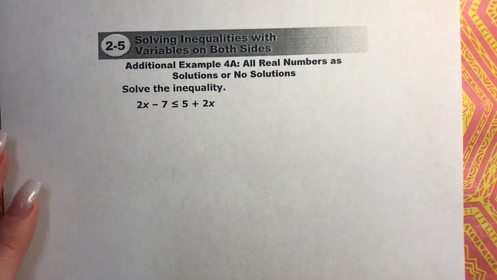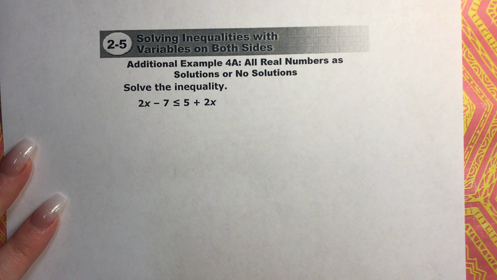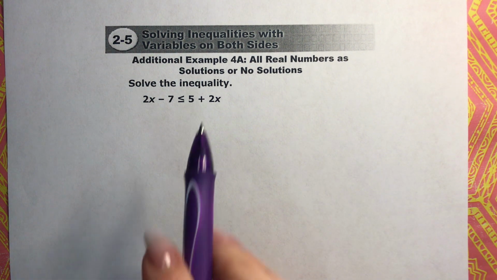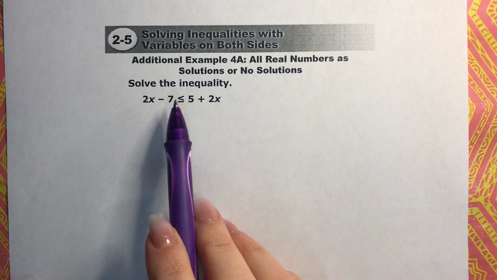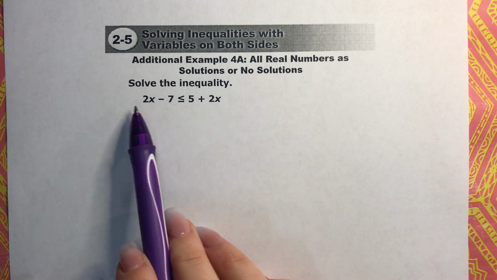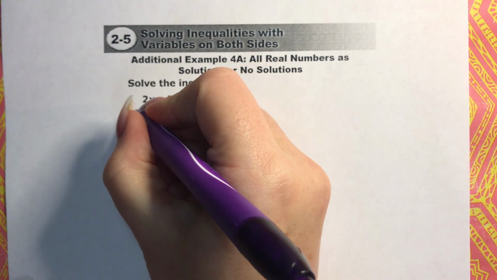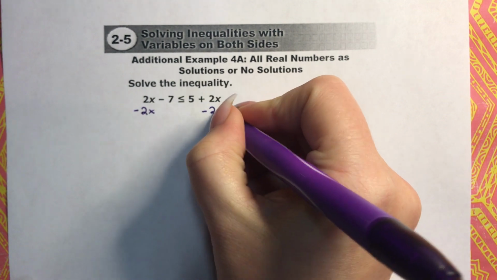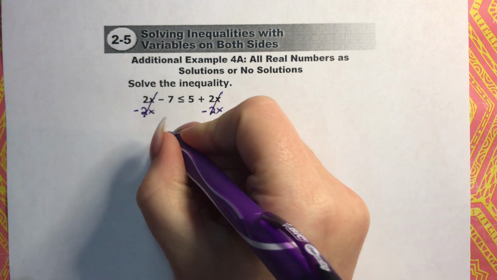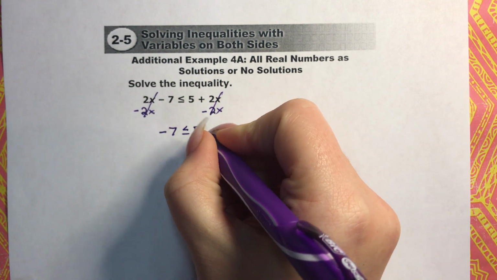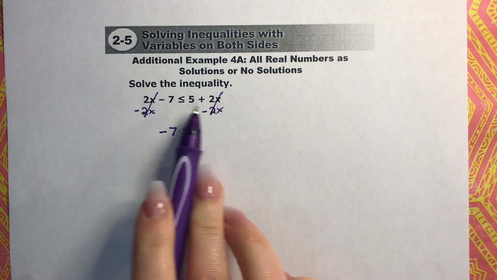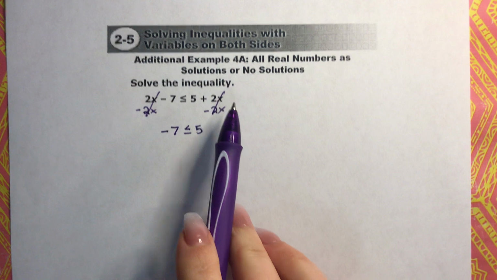Okay, so like before, you just solve these just as you would equations, and let's just go ahead and see what happens. So first we want to simplify. So let's get the x's on the same side, they're both the same. So let's just subtract 2x from both sides and see what happens. So that cancels. What we're left with is -7 is less than or equal to 5. Now, is this a true statement or a false statement? And just so you saw, the x's canceled out, and that's totally okay.